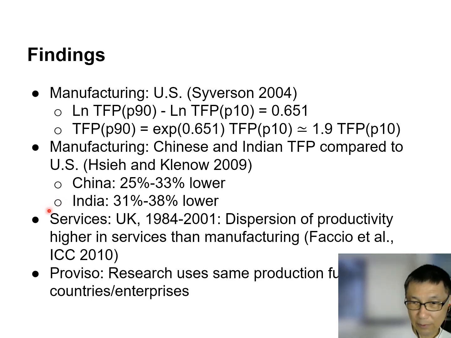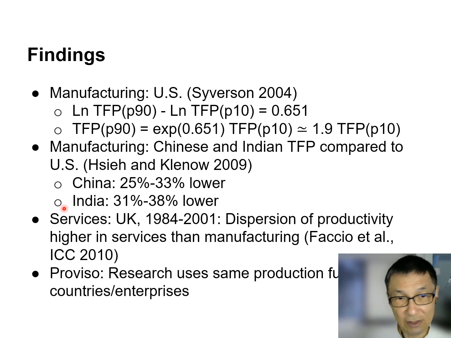The first 2 studies I reported were for manufacturing. For services, Faccio and others published a paper in 2010 of service industries in the UK, and they found that the dispersion of productivity in services was higher than in manufacturing. So to the extent that this generalizes to other countries, it says that the scope for improving productivity in services is even larger than the scope in manufacturing. I should add a proviso that all of these studies use the same production function across the countries and across businesses.